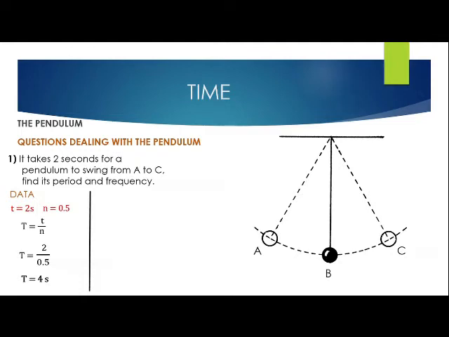Next, we find the second part of our question, which is the frequency. We first get our data. T is equal to 4 seconds. We just get the same period we found as it applies to the same question. Then we write our formula, plug in our values, and simplify, which gives us frequency equal to 0.25 Hz.